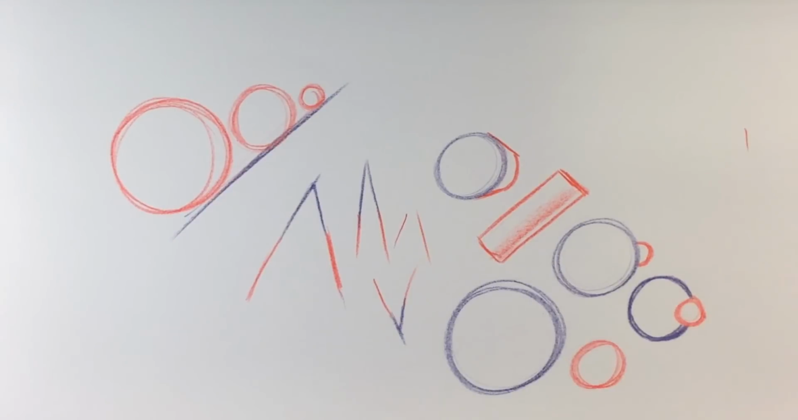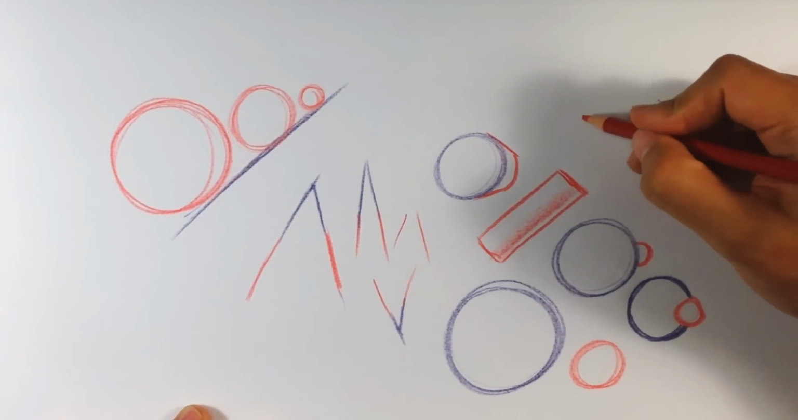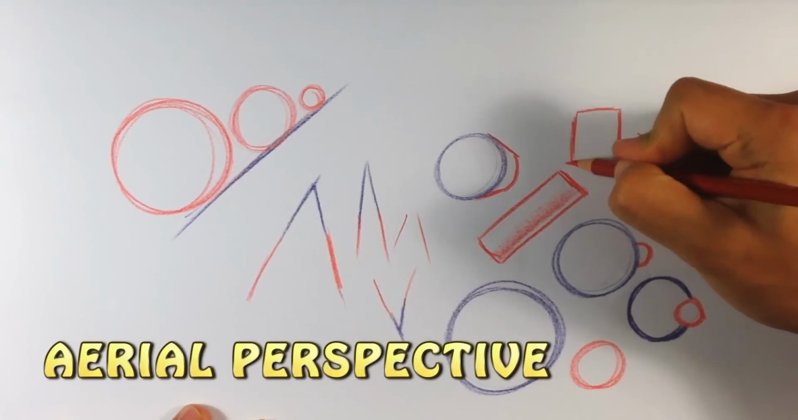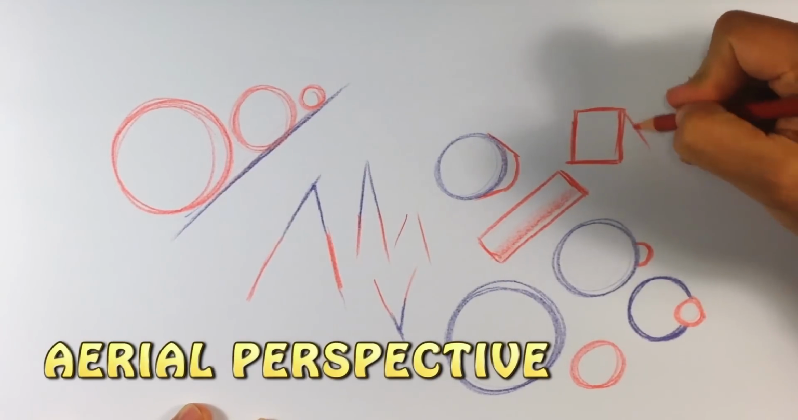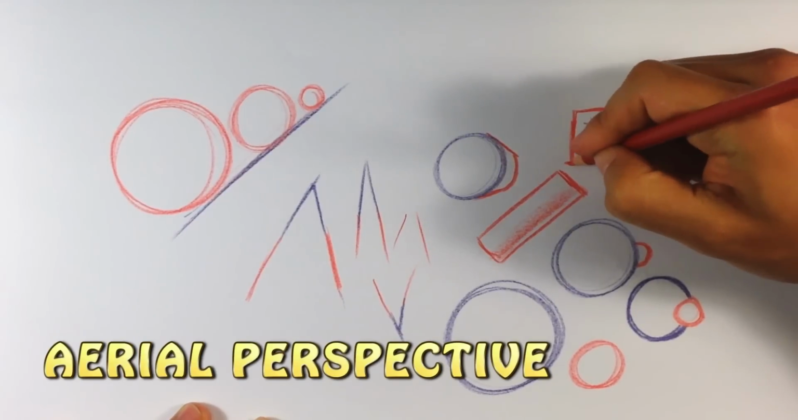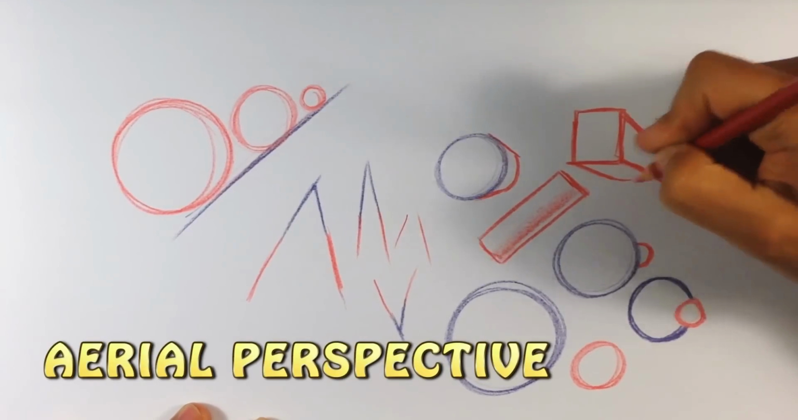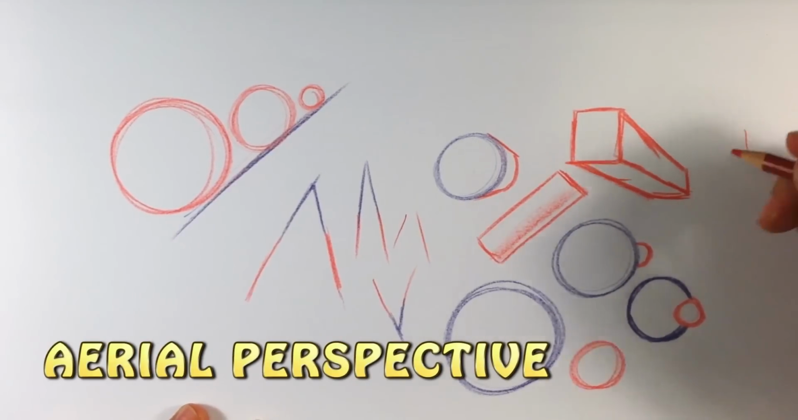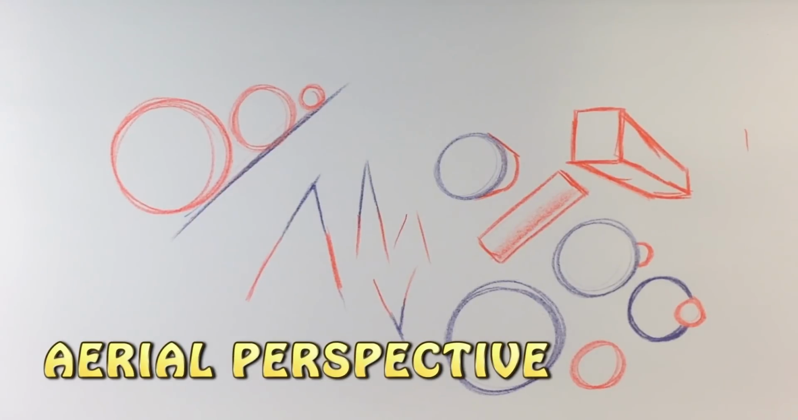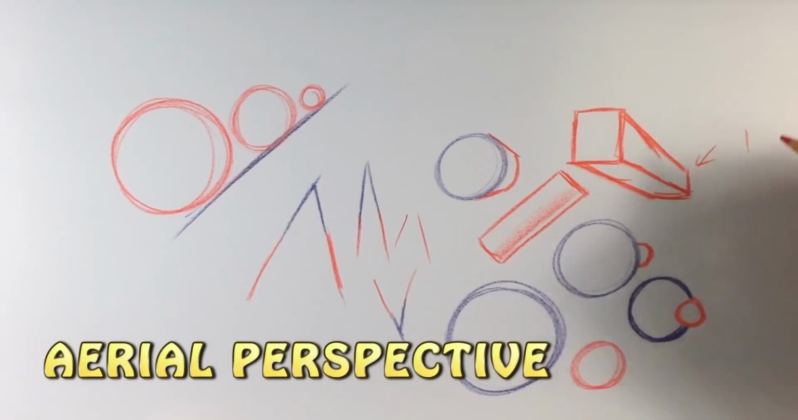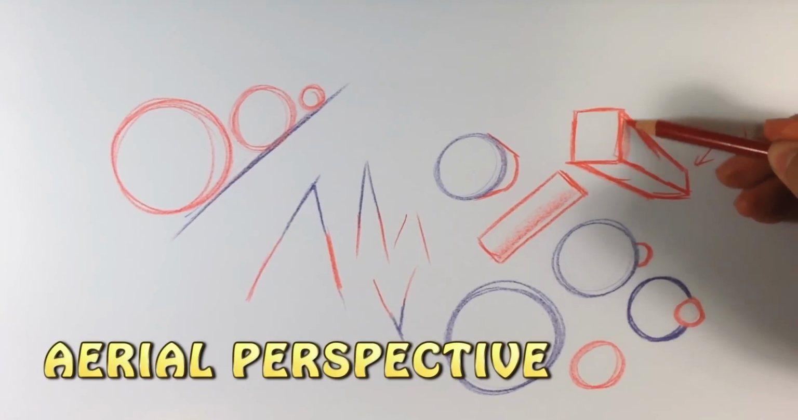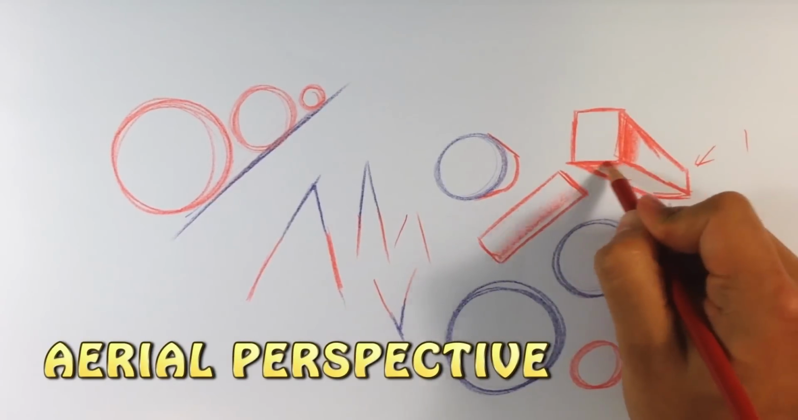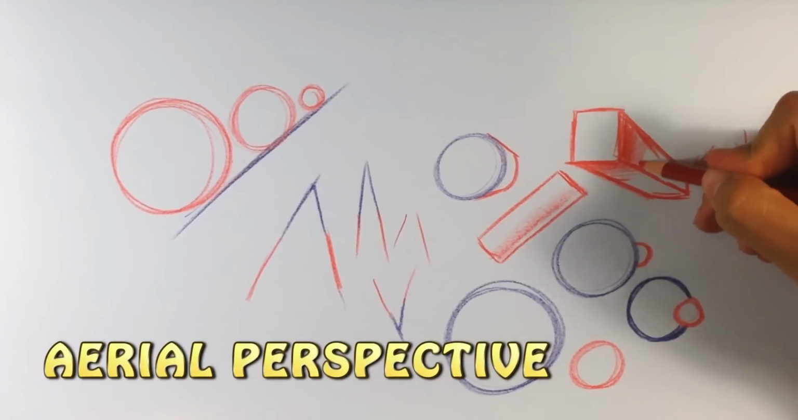There's one more. There's aerial perspective, and that's more like in painting. Let's say you have a train, and it goes super far back in a painting. Oftentimes the atmosphere makes the back of the train lighter. I can't really do this with pencils, but let's say this is a really dark, vibrant color. As it goes back, the natural atmosphere makes it lighter.